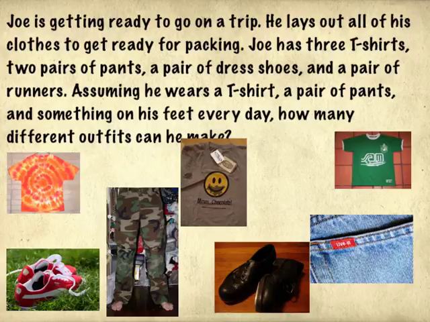Joe is getting ready to go on a trip. He lays out all of his clothes to get ready for packing. Joe has 3 t-shirts, 2 pairs of pants, a pair of dress shoes, and a pair of runners. Assuming he wears a t-shirt, a pair of pants, and something on his feet every day, how many different outfits can he make? Now, if you're going to make a chart, I strongly recommend you refer to the shirts by color. I would use O for orange, B for brown, G for green. It'll just make your life easier. Pause the video here, give that a try, and when you come back, I'll have the answer for you.